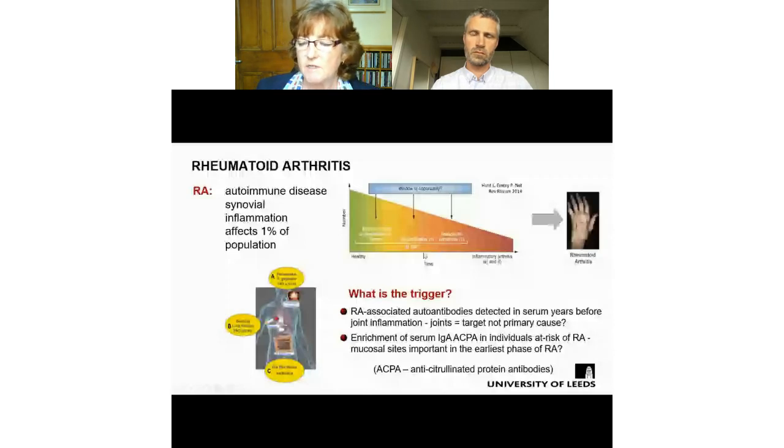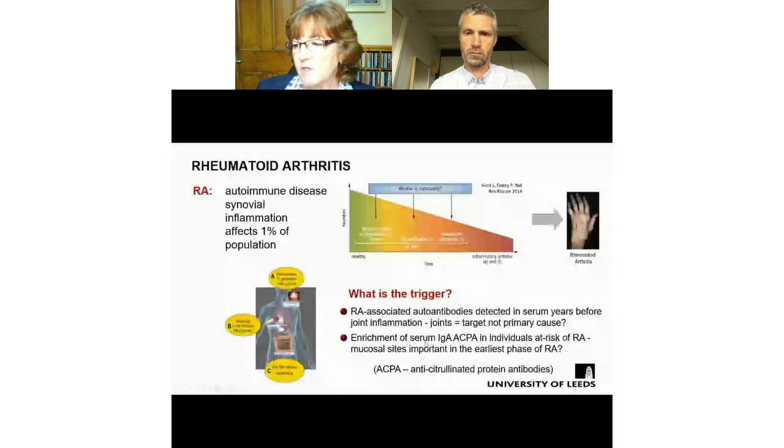So there's increasing evidence that the initiating events that cause the accumulation of these autoantibodies occur at sites that are distant to the joints. The autoantibodies are detected in serum years before joint inflammation, and that suggests that the joints are targets and not the primary sites of the cause of the disease.